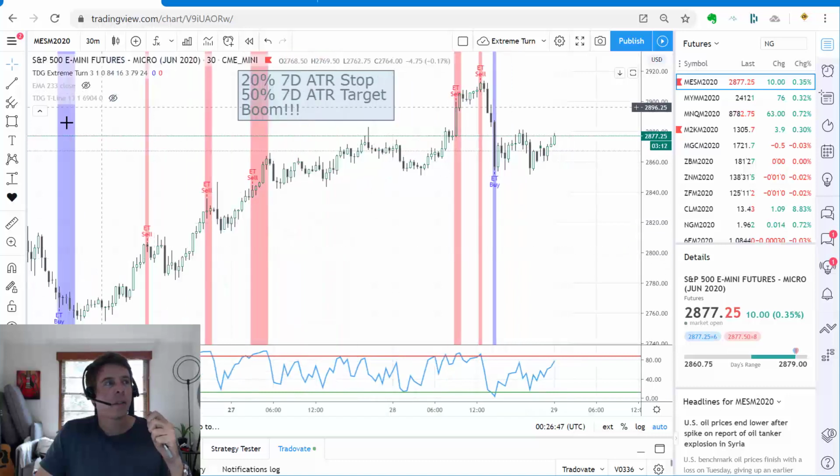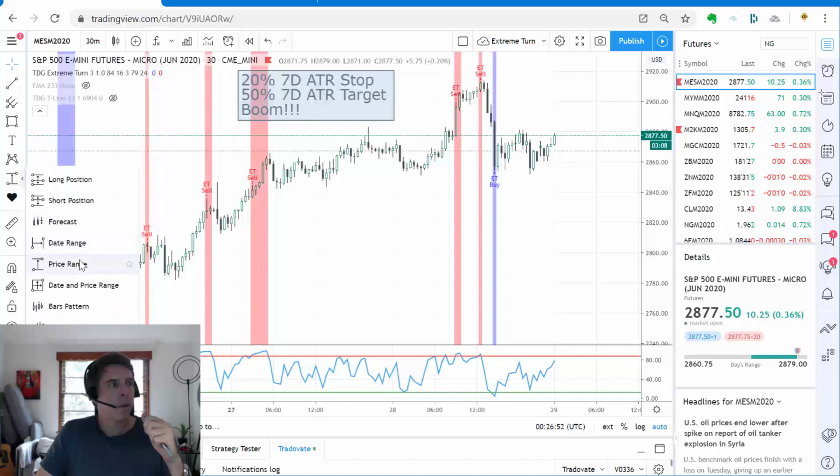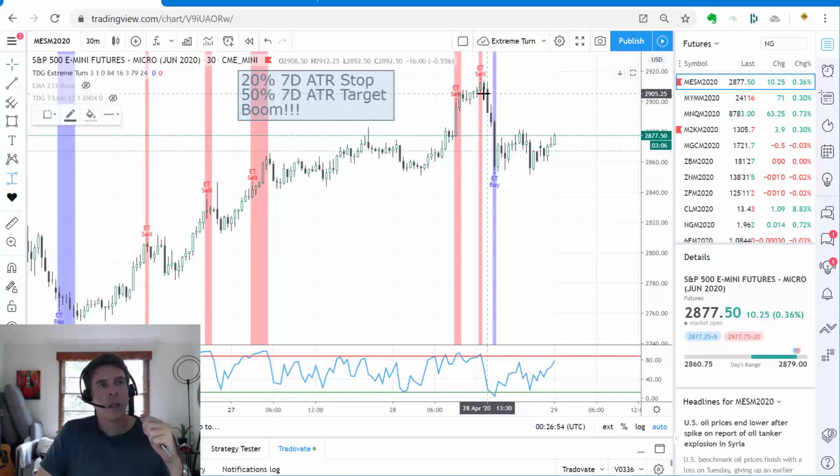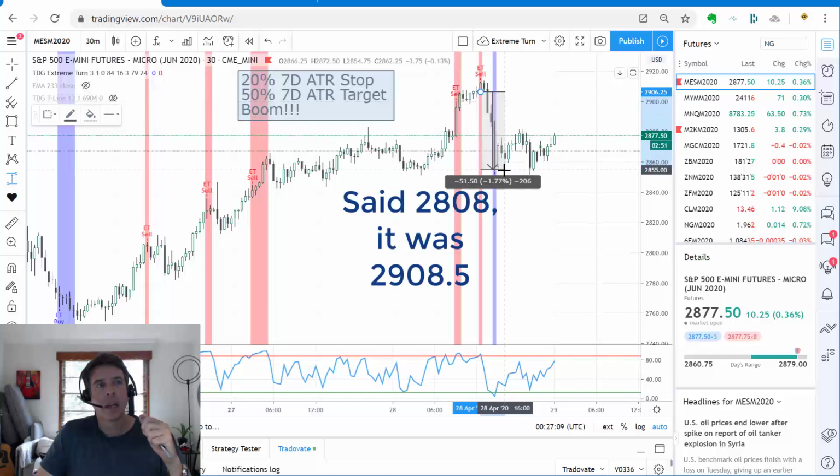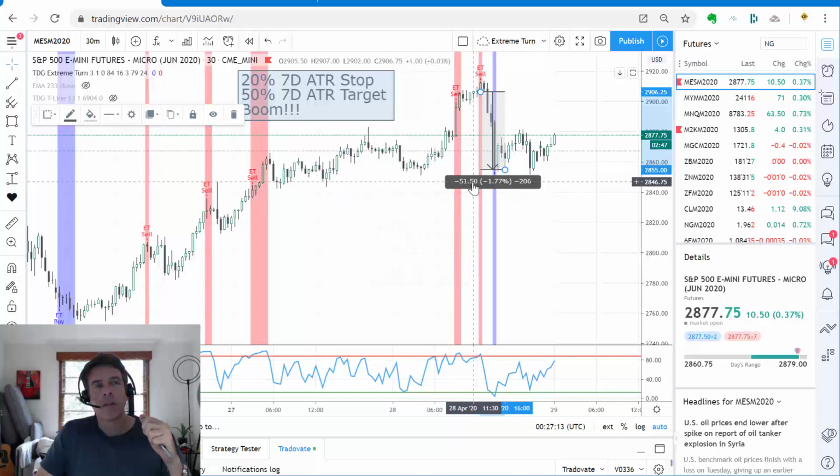Now, if I come over to the handy dandy measuring tool right here, I'm just going to mark a price range from somewhere in the middle as if you had averaged in. Again, we took one contract here, one contract here. My average fill was 28.08 and a half. Coming down here, you can see maximum favorable excursion right into some support. So that's 51 points. That meets our 50% ATR target.